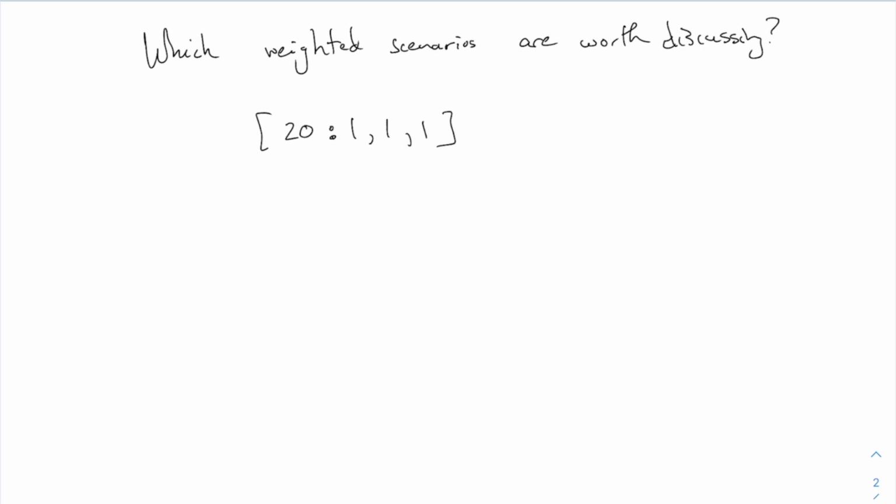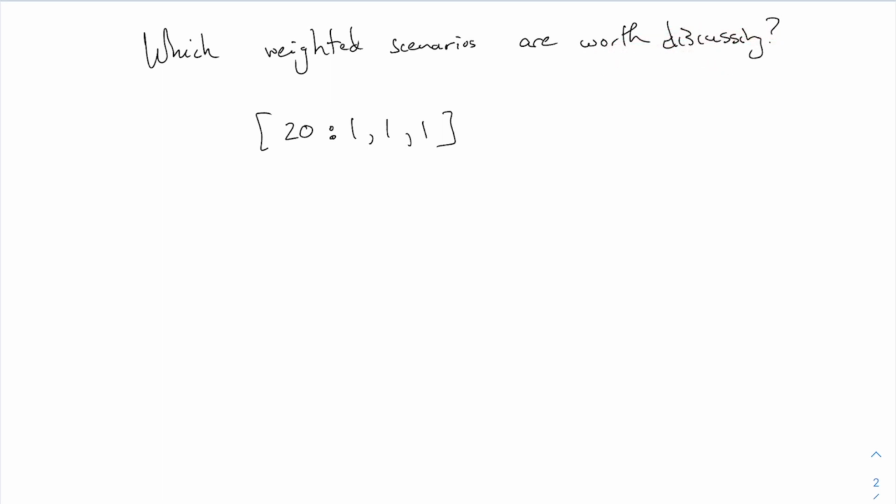Anybody want to tell me why this is either unrealistic or just stupid for this to exist in the real world? Yeah? There's no way to reach 20. Yeah, these voters together, they cannot possibly make it to the quota. So you could do this in the real world. There's just no point for a system like this. This, I would say, is not worth discussing, right?